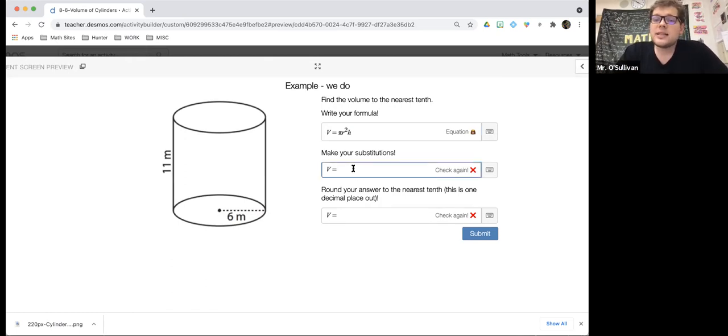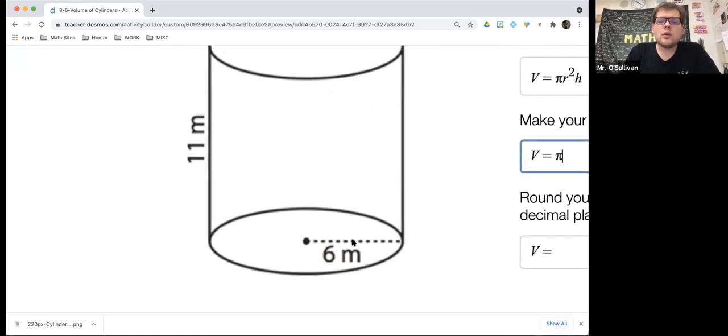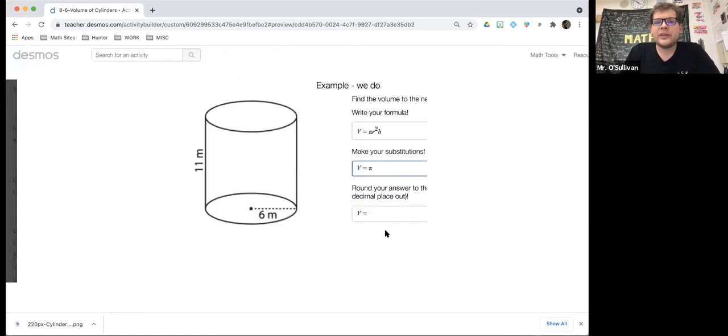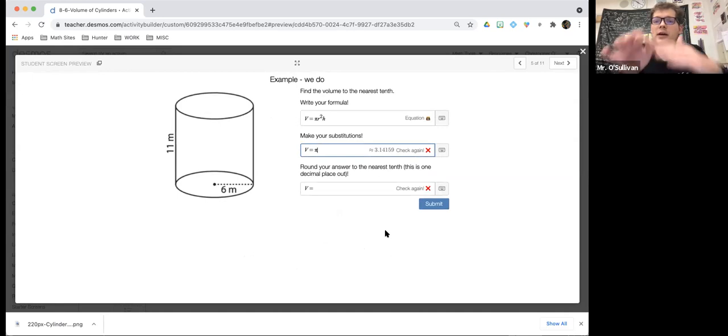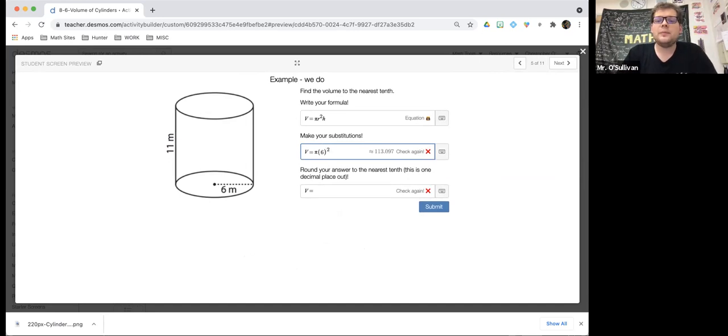Now we're going to make our substitutions. So we're going to write out our pi, and we now have to ask ourselves, what's our radius? So I look at my image. Is my radius my 11? Or my 6? Very good, it's your 6. And whenever we make a substitution, we're going to wrap it in parentheses. So we're going to put a 6 in parentheses, then we're going to square it. And we're not done yet because we're missing our height. I can't use my 6 again because my 6 is my radius. So I'm now going to use my 11 for my height.